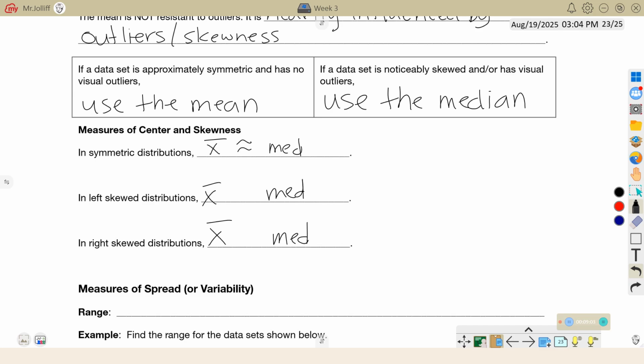If our graph is left skewed, the mean is to the left of the median. On a number line, if you are to the left, are you a smaller number or a bigger number? Smaller. The mean is smaller than the median. Notice when I write it this way, the arrow points to the left. It follows the direction of skewness. We like that.